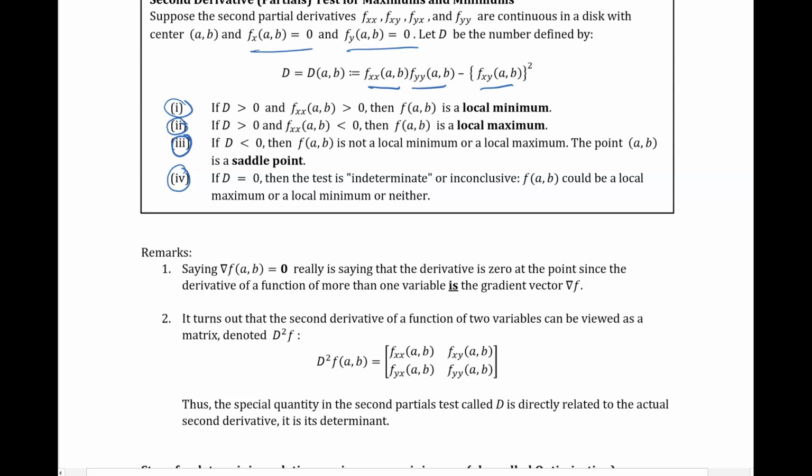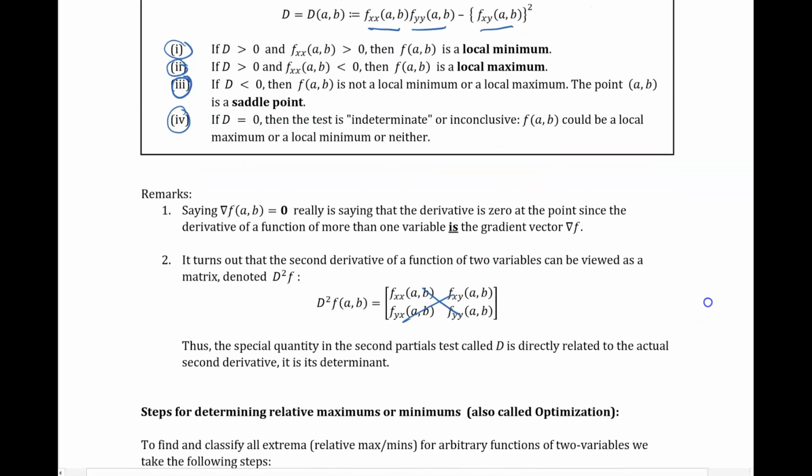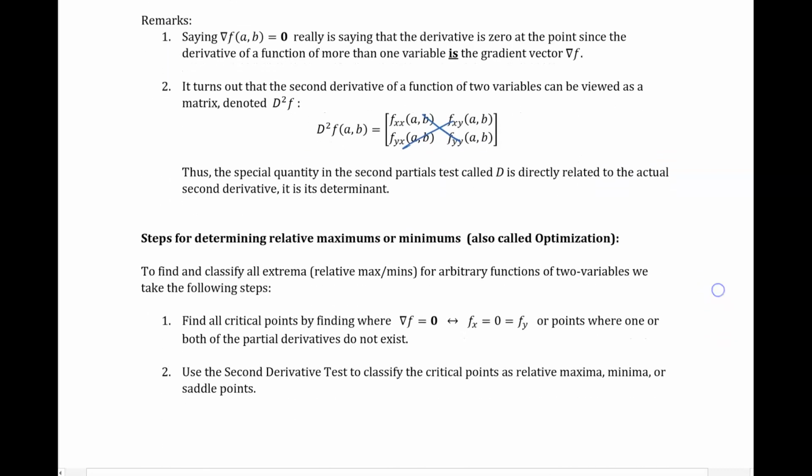But that second derivative turns out to be a 2 by 2 matrix, which contains the mixed partial derivatives, and we know how to compute that determinant. We multiply down the main diagonal, subtract off the off diagonal. It turns out that that determinant is equal to that quantity D in the second partials test. All right, so how do we find relative minimums or relative maximums, or local minimums or local maximums? Well, these are our steps.